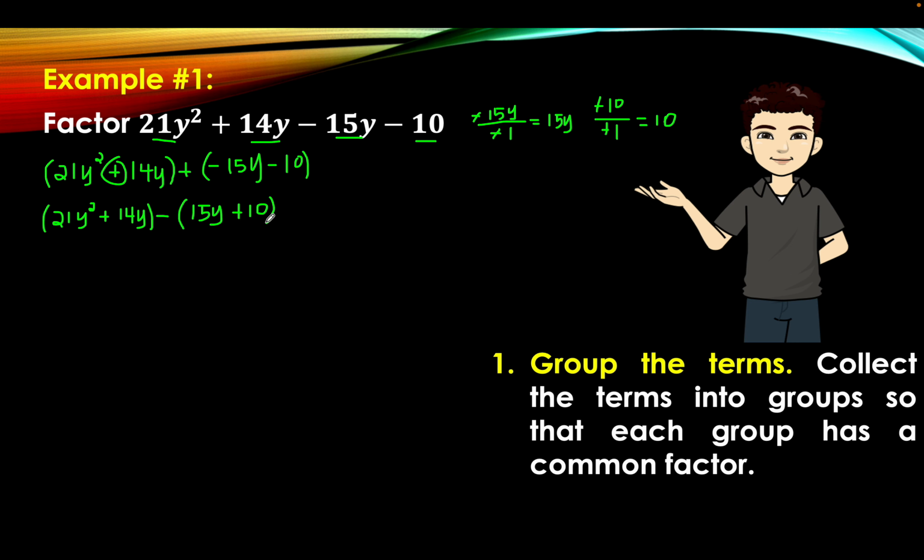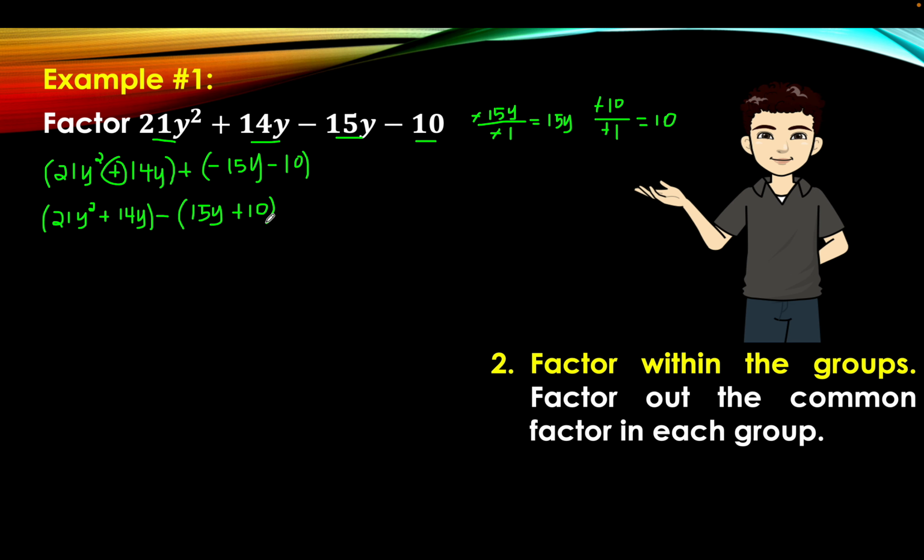Then, after the terms have been grouped, we're going to factor within the groups, and that's step 2. In this step, we're going to factor out the common factor in each group. So, in the quantity 21y squared plus 14y, the GCF here is 7y. So removing this GCF means we have to divide each term by 7y. 21y squared divided by 7y is equal to 21 divided by 7, so we have 3, and y squared divided by y is simply y.